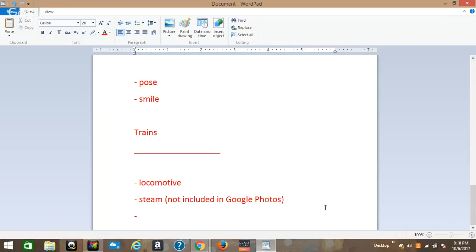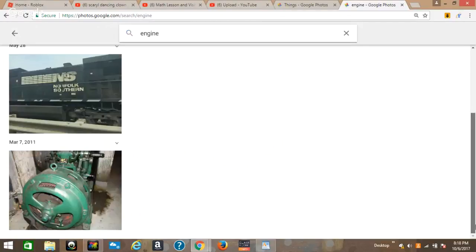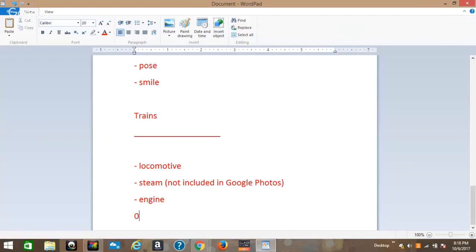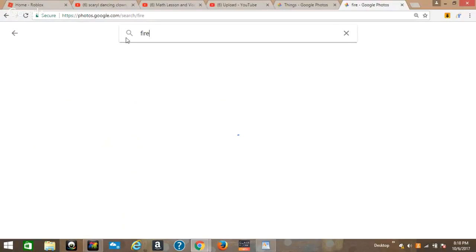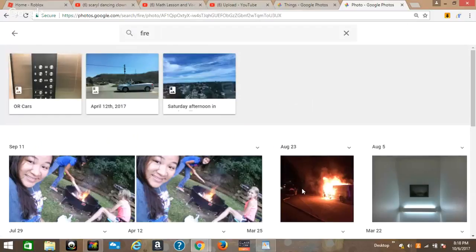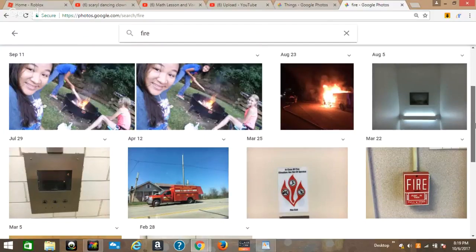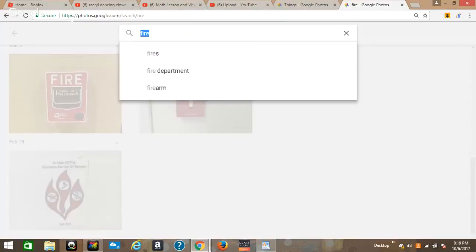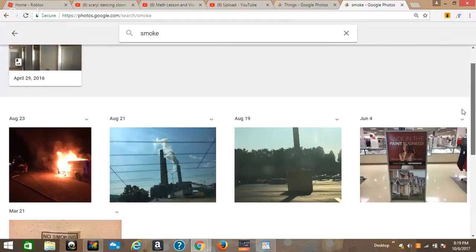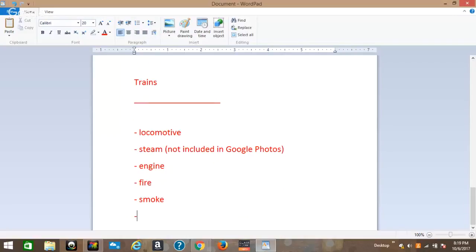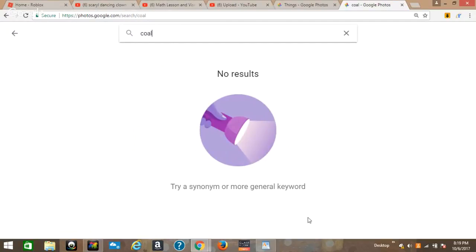Next, engine. You know, it could be fuel or coal too. Engine. That's an elevator engine right there. But engine. How about fire? Here's a sad photo. A van on fire is scary. That's happened before. All right. Smoke. Coal. Coal. Google Photos.